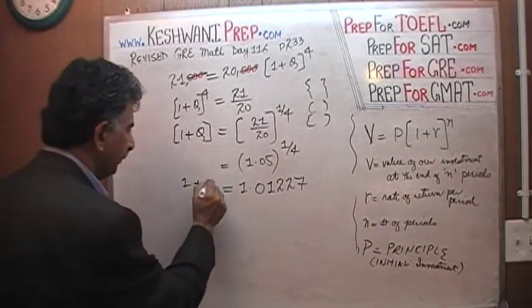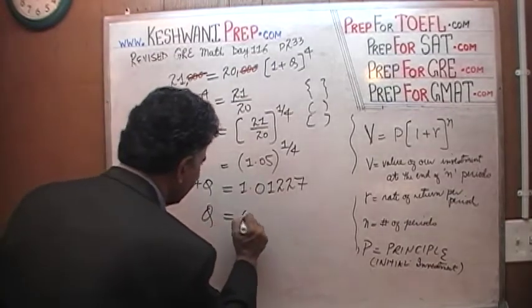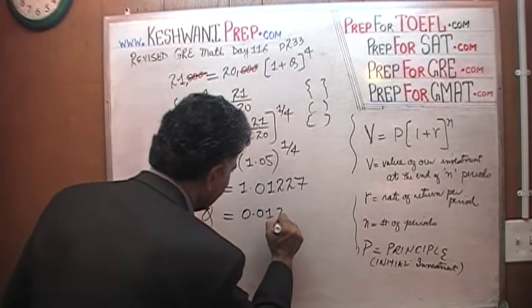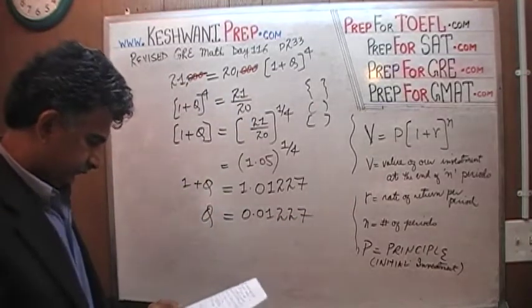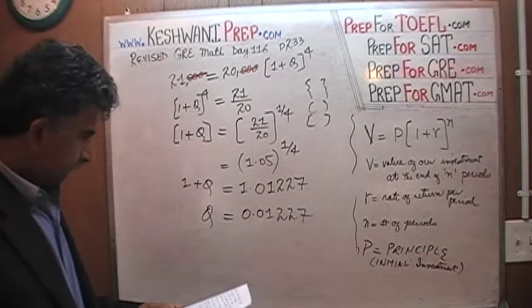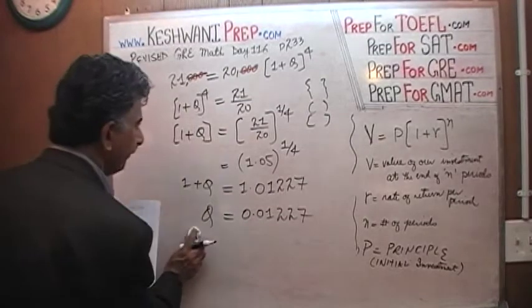But we're not interested in 1 plus q, we want to find the q. So subtract 1 from both sides and your q equals 0.01227. That's it. Now if you want the intermediate step, I can actually show you the intermediate step.